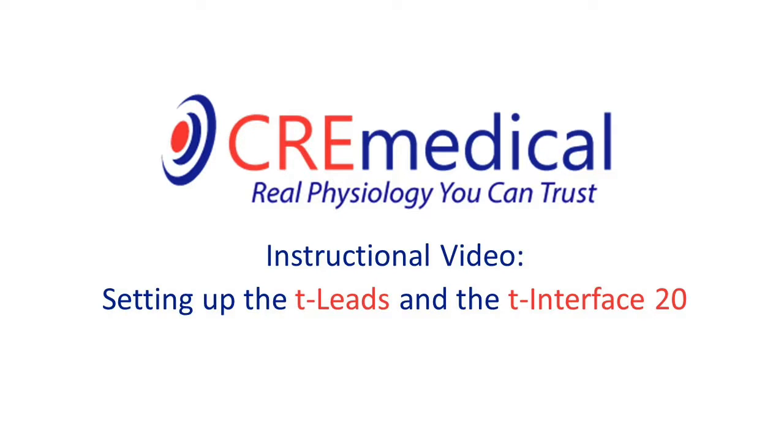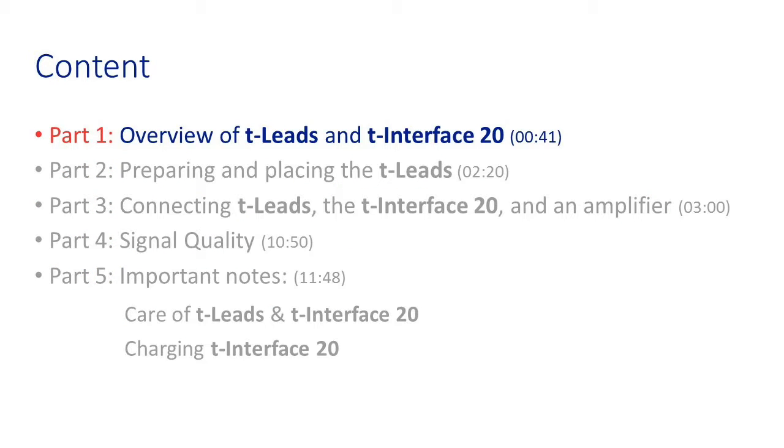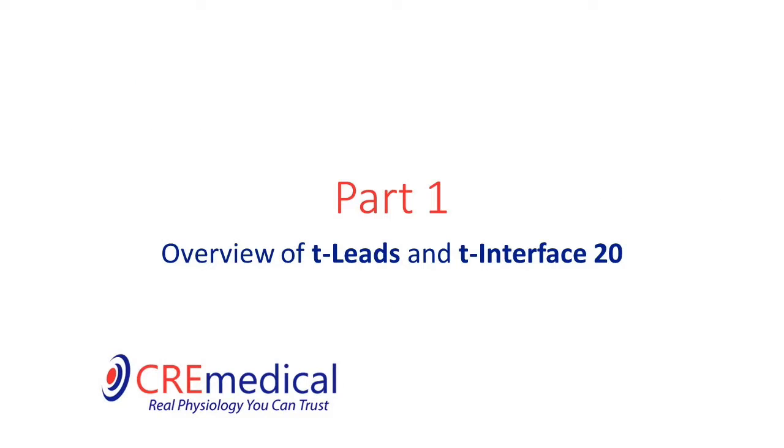In this video, we'll cover how to set up the T-leads and T-interface 20 with an amplifier in order to record brain signals. This video has 5 parts. In part 1, we will provide an overview of the T-leads and the T-interface 20. In part 2, we will cover preparing and placing the T-leads. In part 3, we will show how to connect the T-leads, the T-interface 20, and an amplifier. In part 4, we will show an example recording of brain signals and discuss signal quality. In part 5, we will discuss important notes such as care of the T-leads and the T-interface 20 and charging the T-interface 20.